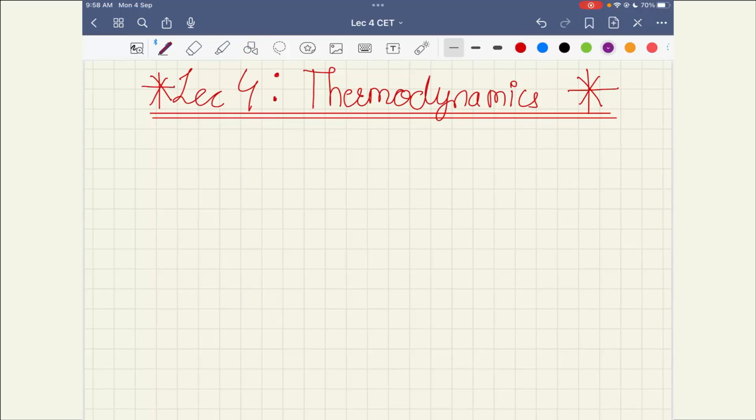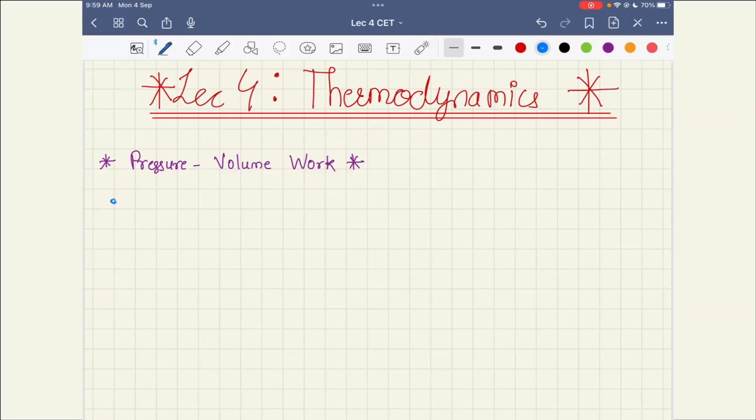The first topic which we are going to study is pressure volume work. Pressure volume work is the work done when the gas expands or contracts against the external pressure, which is usually the atmospheric pressure, right? Let us write this down.